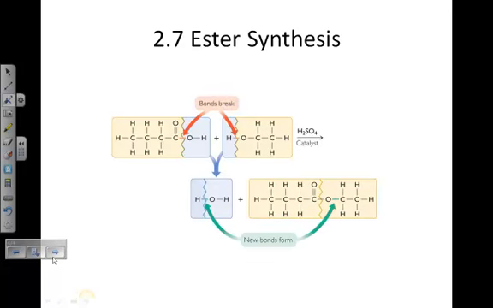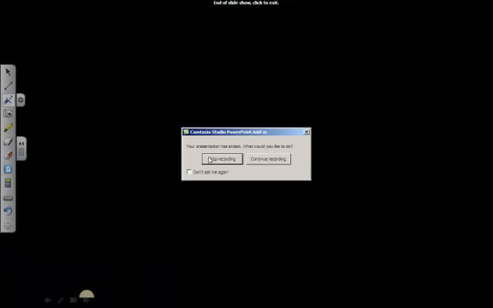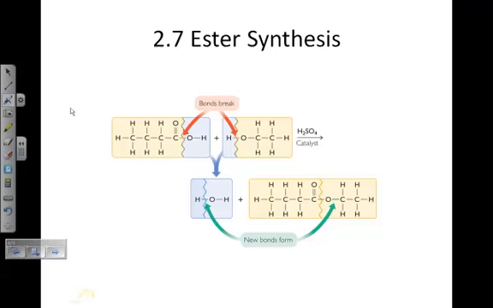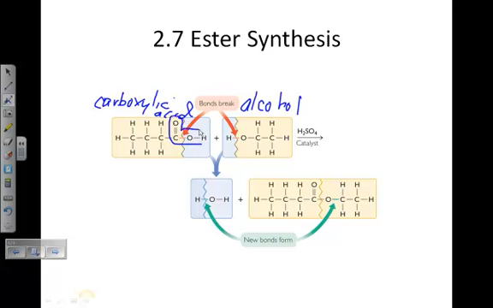2.7 Ester Synthesis. If you want to make a fruity smell, it is pretty easy to do in lab. All you need to do is take a carboxylic acid. This right here is a carboxylic acid. And take an alcohol. So this is an alcohol. Here's your carboxyl group. Here's your alcohol group.